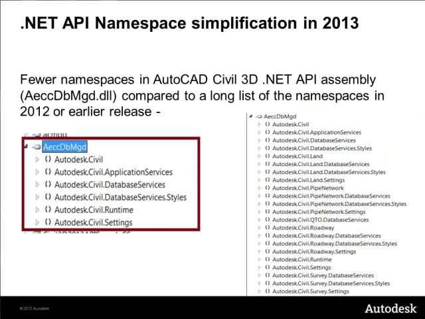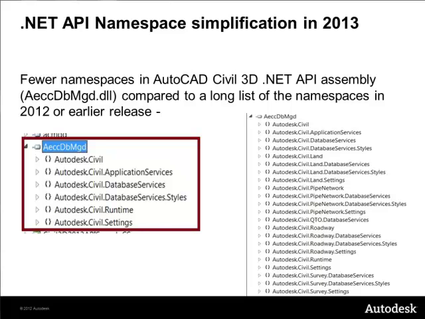And with that, let's jump into the new API features in Civil 3D 2013. Before I get started with the new features, let me mention the .NET API namespace simplification introduced in Civil 3D 2013. We have been talking about this since our last year's Developer Days conference.